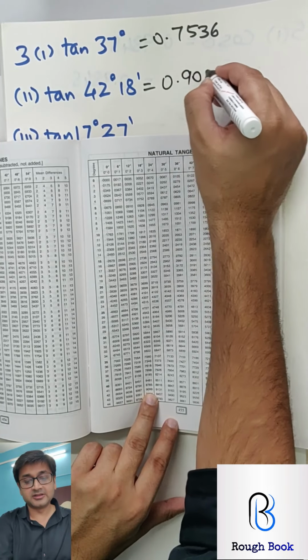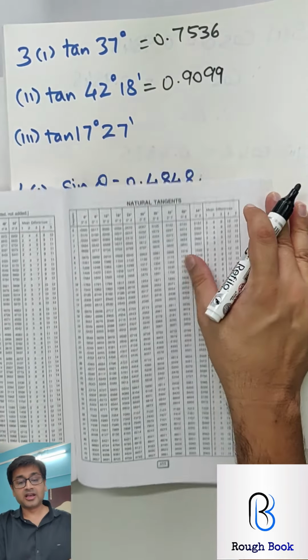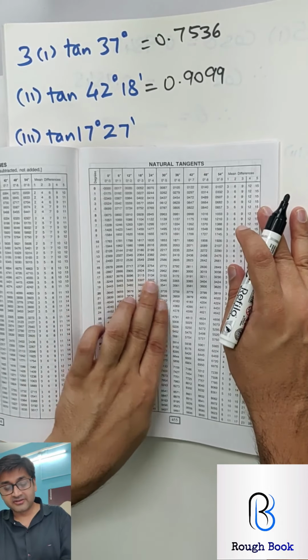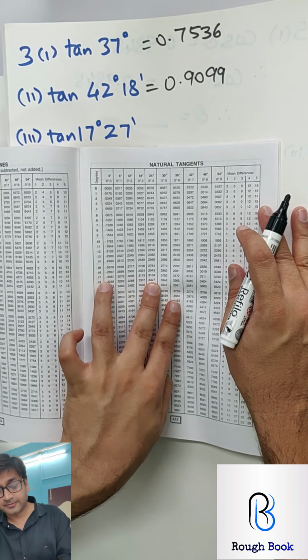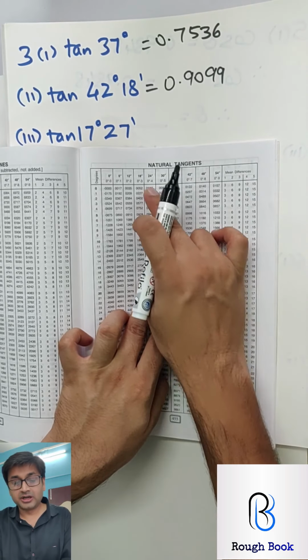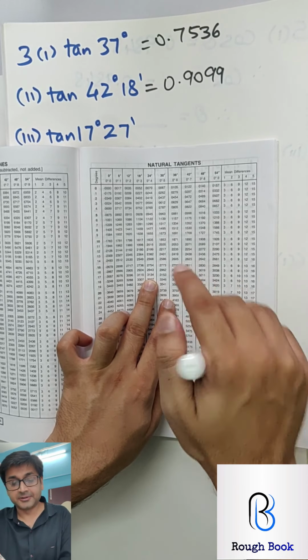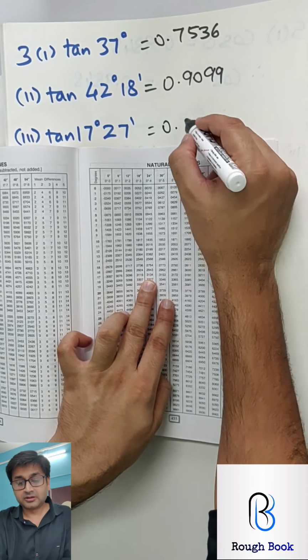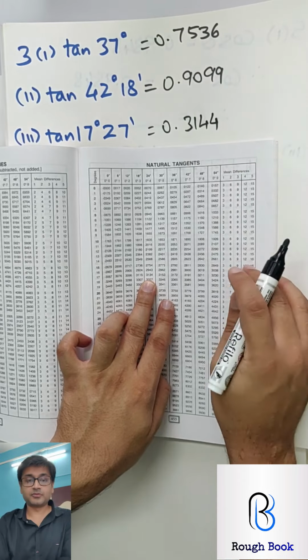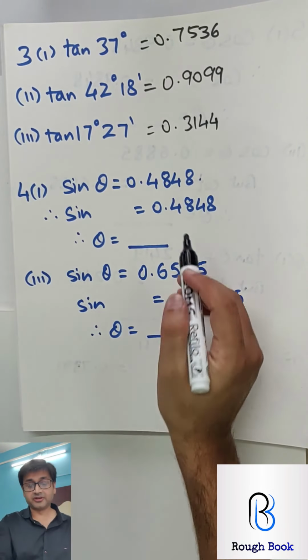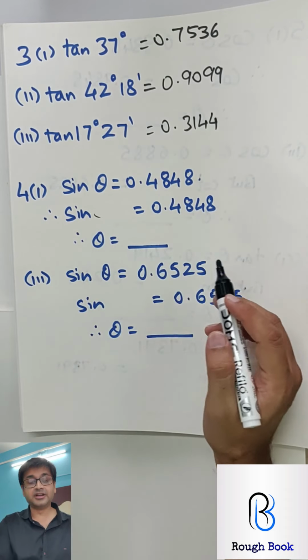So 0.9099. And the last one in tan is 1727. So go for 17. 27 is not in there, so go for 24. Okay. And then 24 and 27 difference is 3, so go for 3, which is 10, and add it. So 0.3144. Got it? Easy. Now go for the reverse way. Values are given, find the degrees.